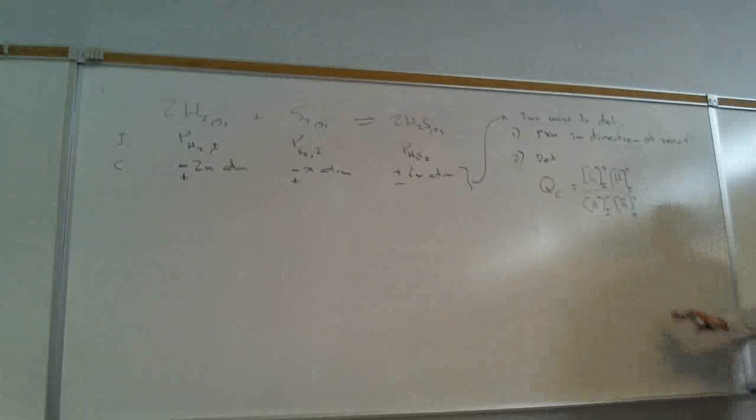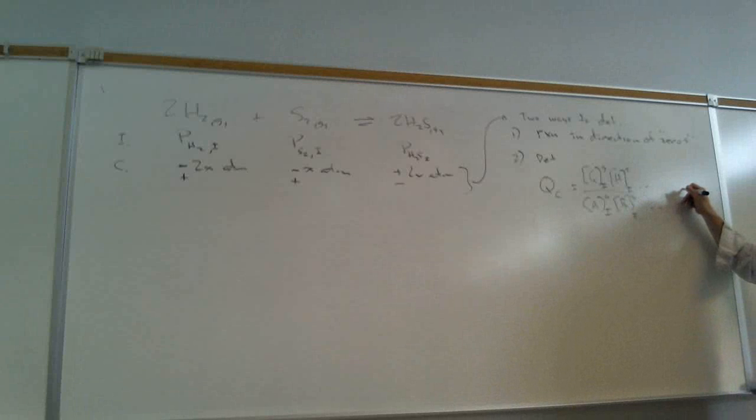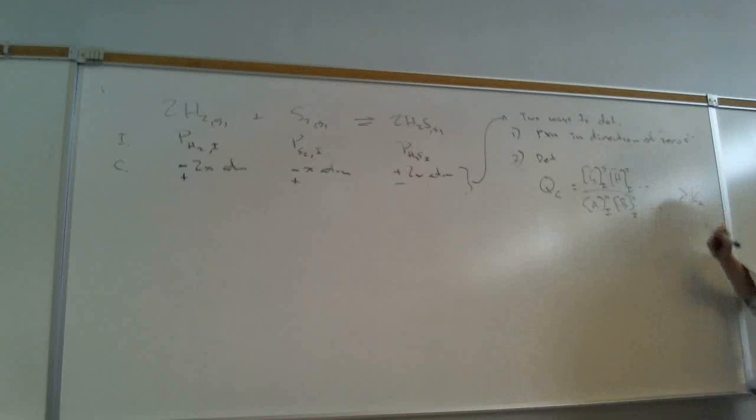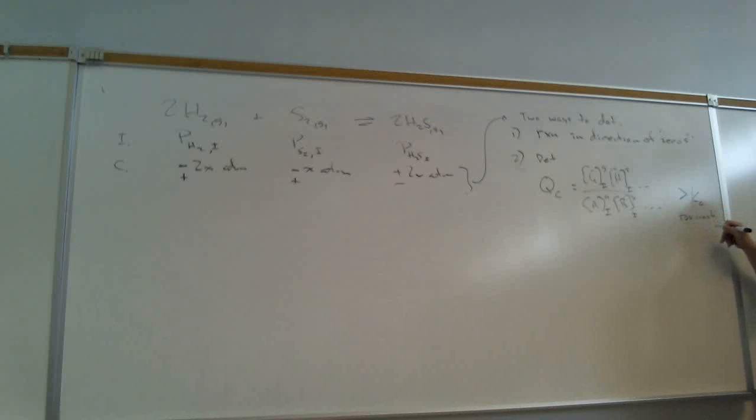And it's easy to determine here because if QC is, let's say QC is greater than KC, that means we have too much product. So too much product or too little reactant. So too much product. It's top heavy. And so if we've got too much product, the reaction has to go in the reverse. So the reaction proceeds in reverse.